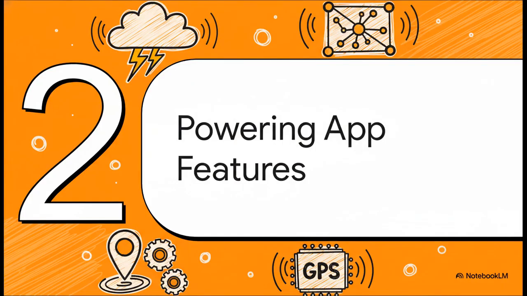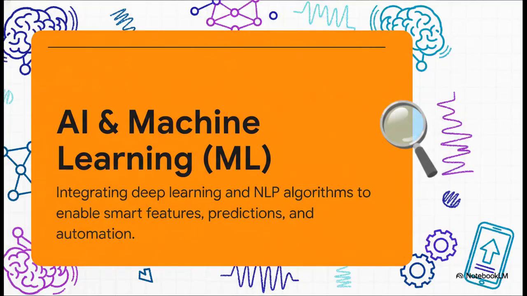All right, we've got our foundation poured. Now let's get to the really fun part, the advanced tech that can give your app some serious superpowers. We hear about AI and machine learning all the time, but what do they actually do inside an app? Well, just think of them as the app's brain. By using things like deep learning to spot patterns and natural language processing to understand what we type, AI gives your app the ability to learn, to predict, and to automate tasks. It makes your app genuinely smart.